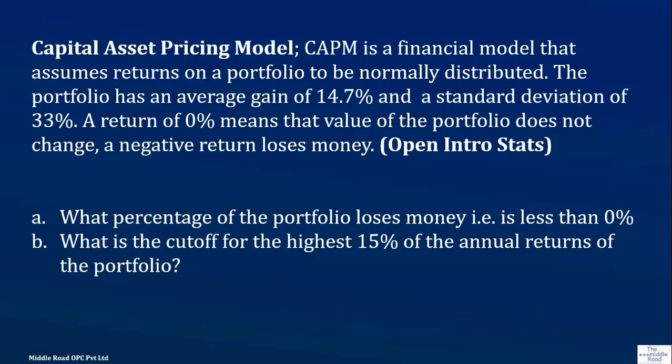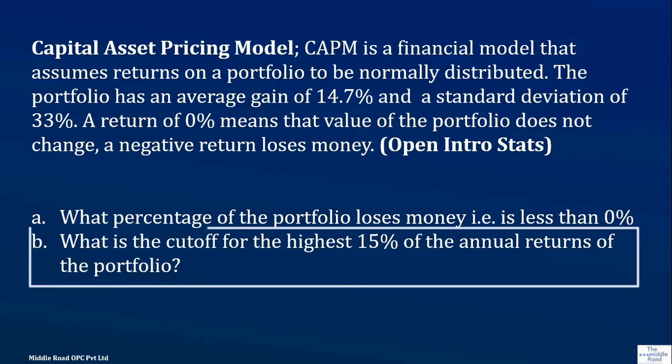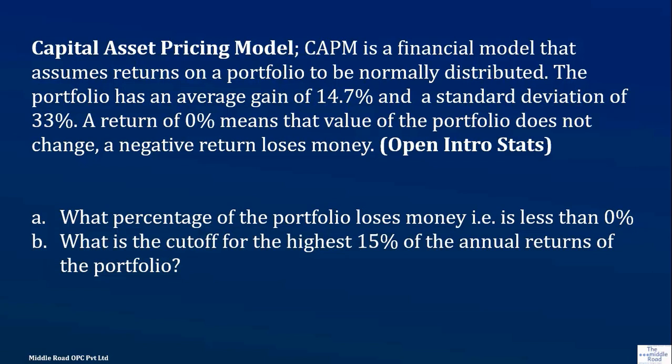How to solve it. A portfolio has an average gain of 14.7% and a standard deviation of 33%. A return of 0 means the value of the portfolio has not changed. A negative value means you are losing money. What percentage of the portfolio loses money, which is less than 0%? This is what I want. I also want to know the cutoff for the highest 15% of the annual returns of the portfolio. So if I'm cutting into a bell curve, I want to find the cutoff for the highest 15% of the returns of the portfolio.